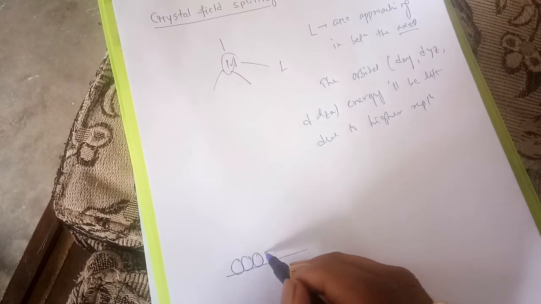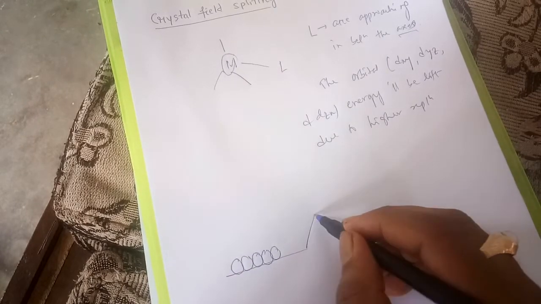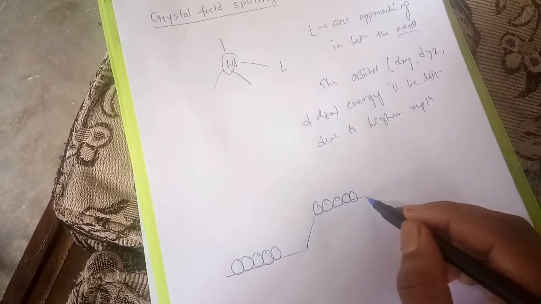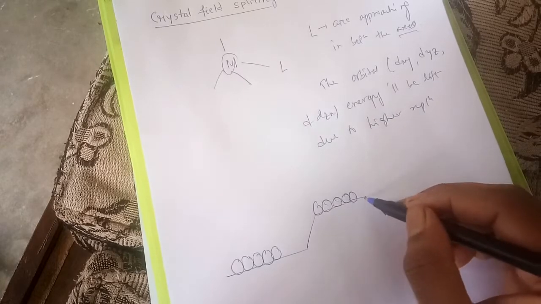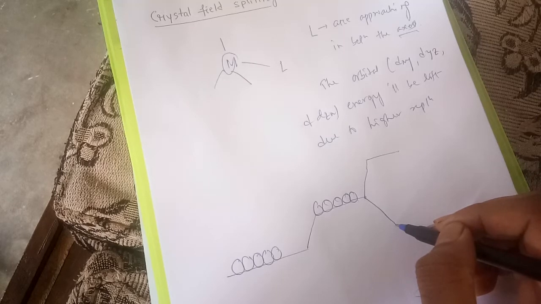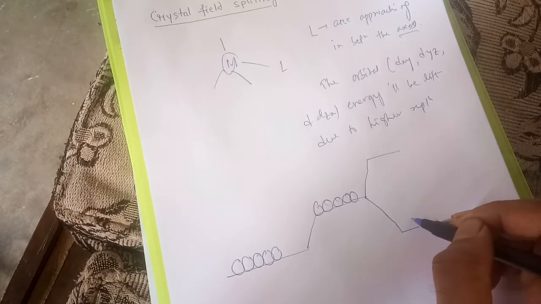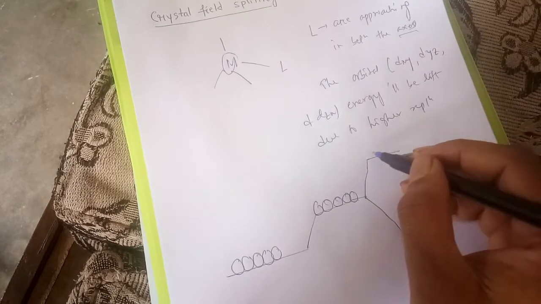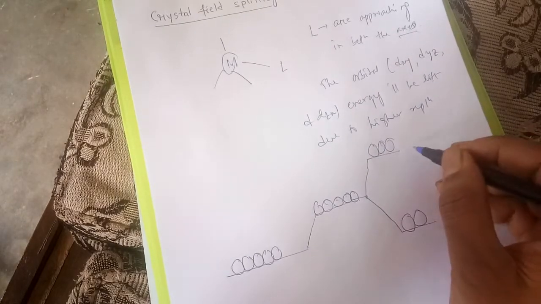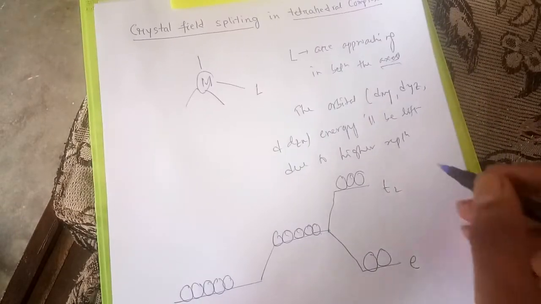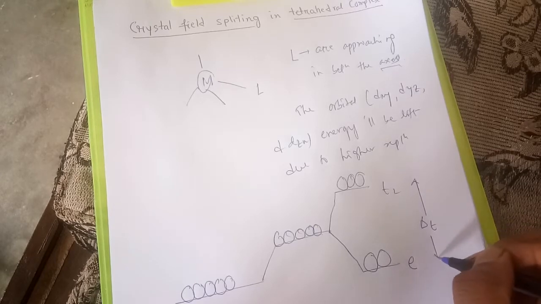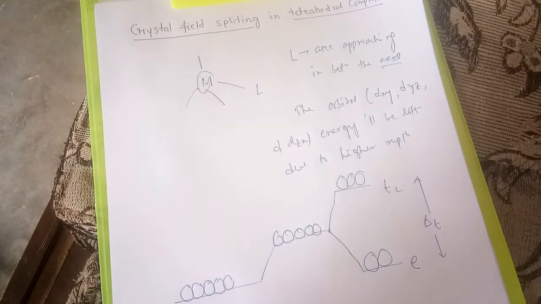1, 2, 3, 4, 5. It is split like that. Two orbitals there and three there. It is called E level and T2 level for a tetrahedral complex. And this energy gap, earlier one is del O, this one is del T.